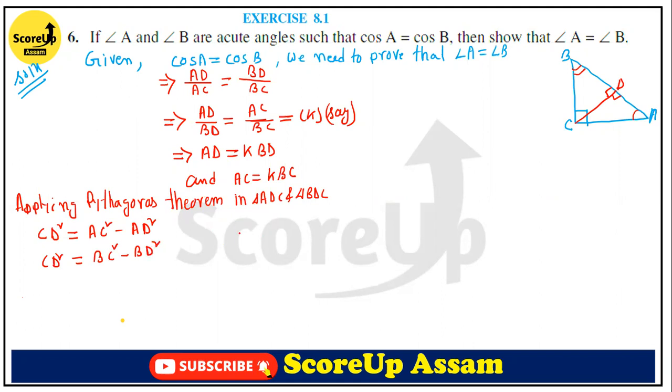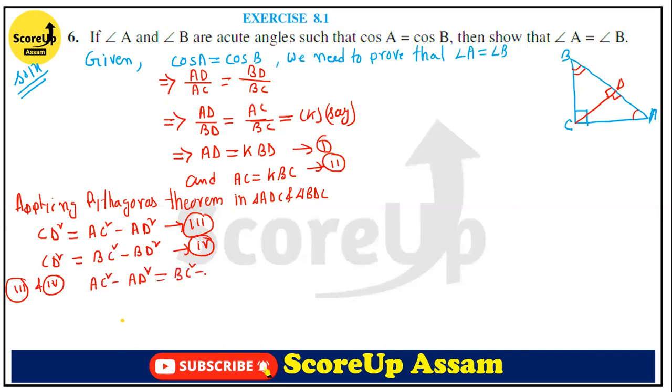In this, there is less space, that's why I am using it like this. Still, if you don't understand, you can tell me. Now, suppose this is equation 1, this is equation 2, this is equation 3, this is equation 4. So from 3 and 4, we can say that AC square minus AD square is equal to BC square minus BD square, right?